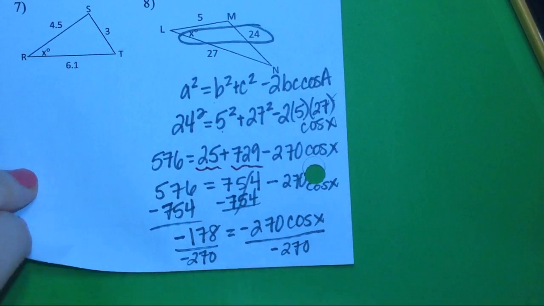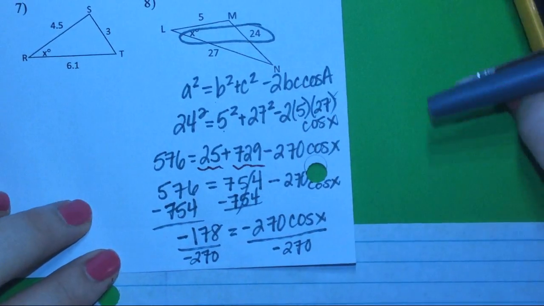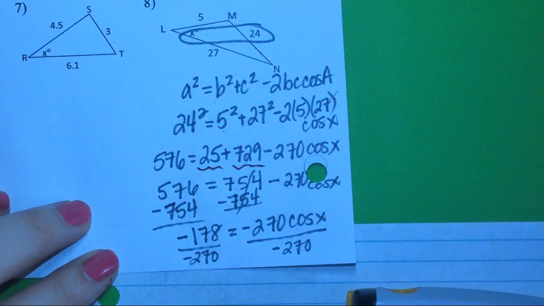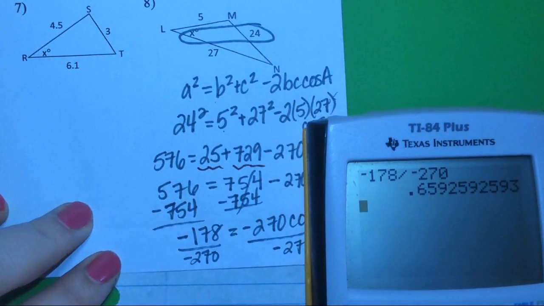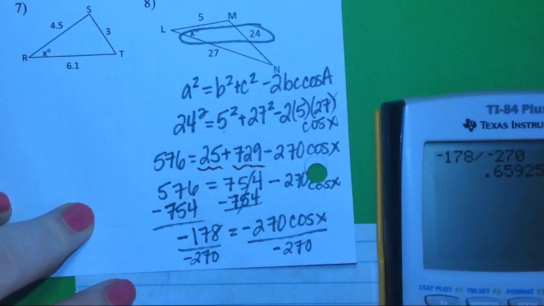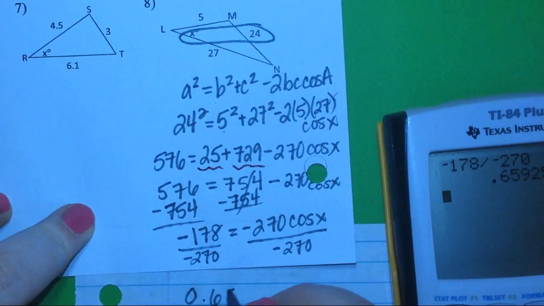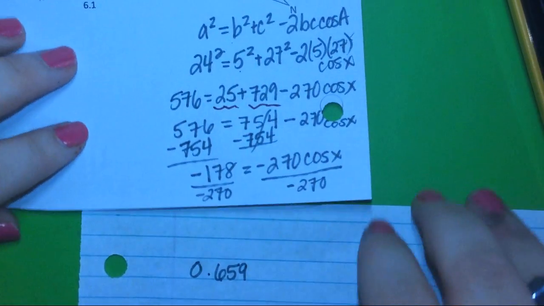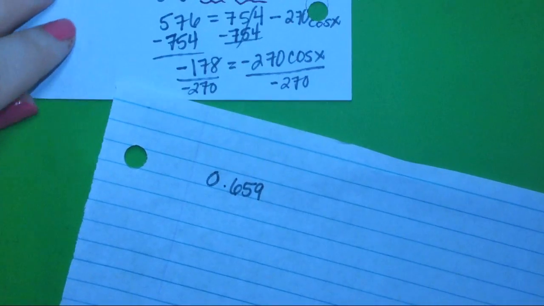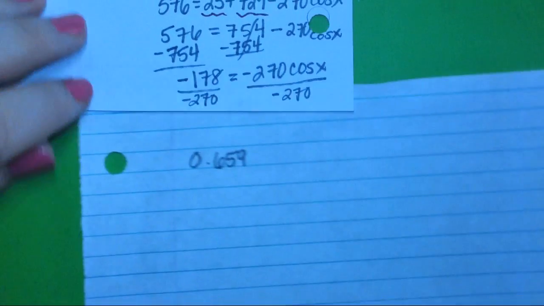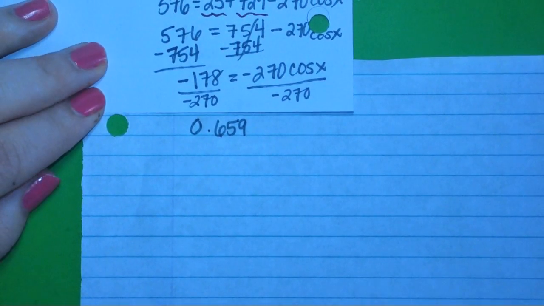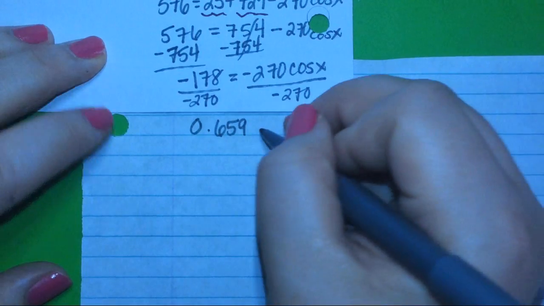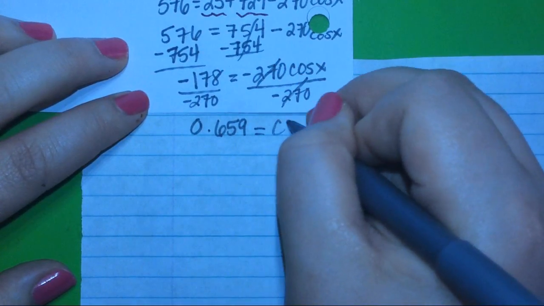What did you end up getting when you divided negative 178 divided by negative 270? 0.65. Okay, I got the 0.659 as well. I'm going to write out all 3 decimal places. So I have 0.659 equals, those canceled out, cosine x.